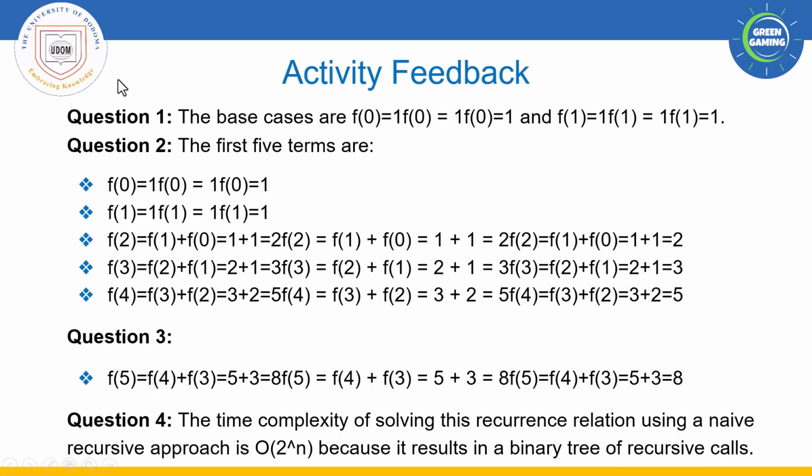And this is the activity feedback. You can read it by yourself. For question 1, the answer is the base case f(0), which is equal to 1, and f(1), which is equal to 1. For question 2, the first 5 terms will be this one. Question 3, the same. For question 4, the time complexity of solving this recurrence relation using a recursive approach is O(2^n), because it results in a binary tree of recursive calls.